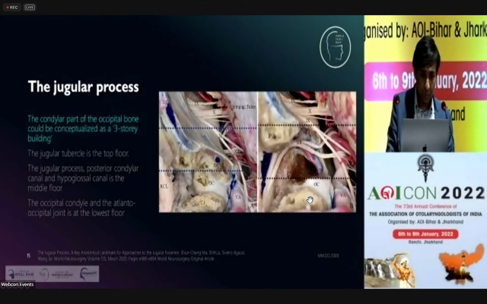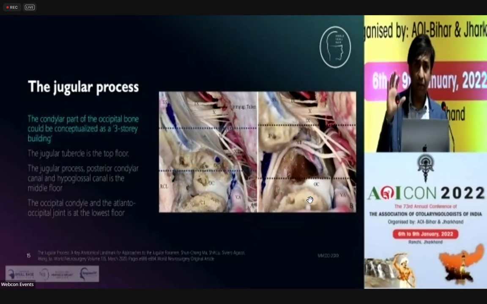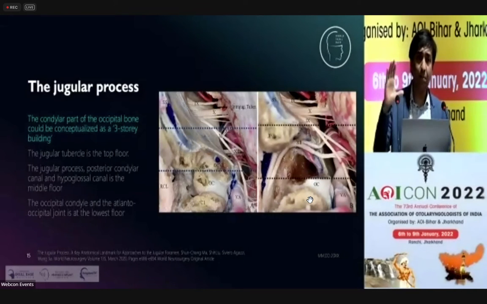So the jugular tubercle is here. I'm going to talk about it a little later. The jugular process is between the mastoid process and the occipital condyle. That's in the middle compartment, and the occipital condyle and the atlanto-occipital joint itself is in the lower. I'm sticking to bone anatomy again, because I believe that bone is a very, very important navigation tool.